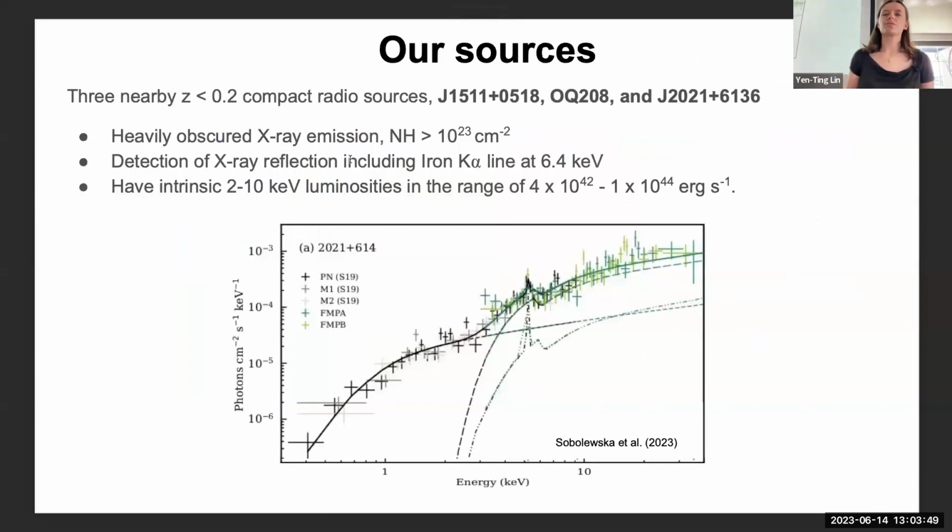And our sources were chosen based on their features in the X-ray spectrum. So we are dealing with 3 sources, all of which are heavily obscured in X-rays. And here you can see the X-ray spectrum of one of those sources, with the heavily absorbed power law component in the emission. Secondly, all of them have a detection of an iron line at 6.4 keV, and all of their intrinsic luminosity in X-rays is between 10 to the power of 42 and 10 to the power of 44.